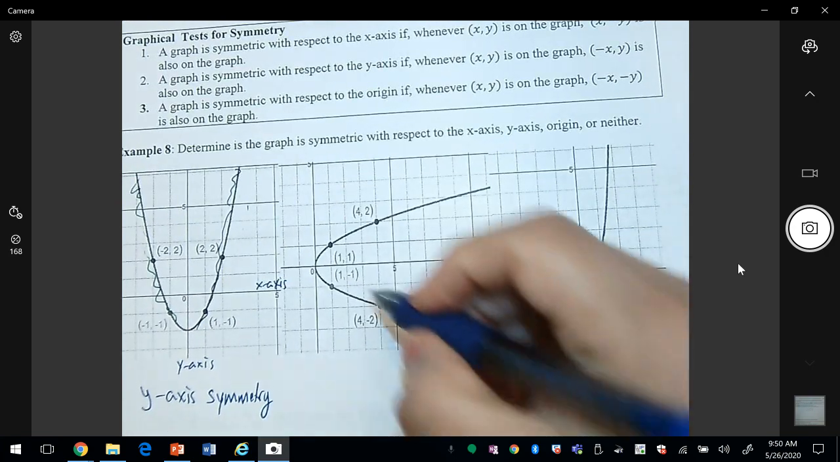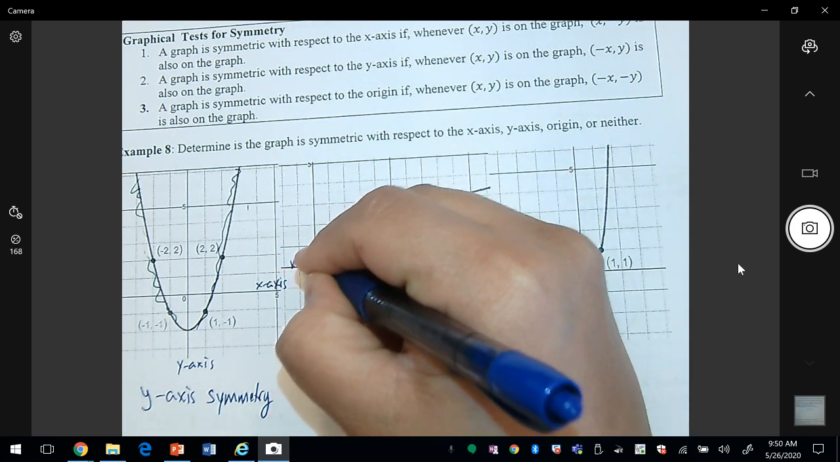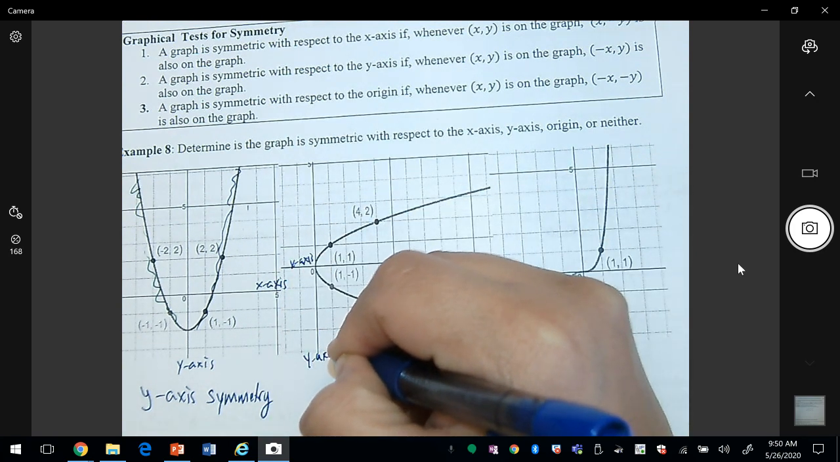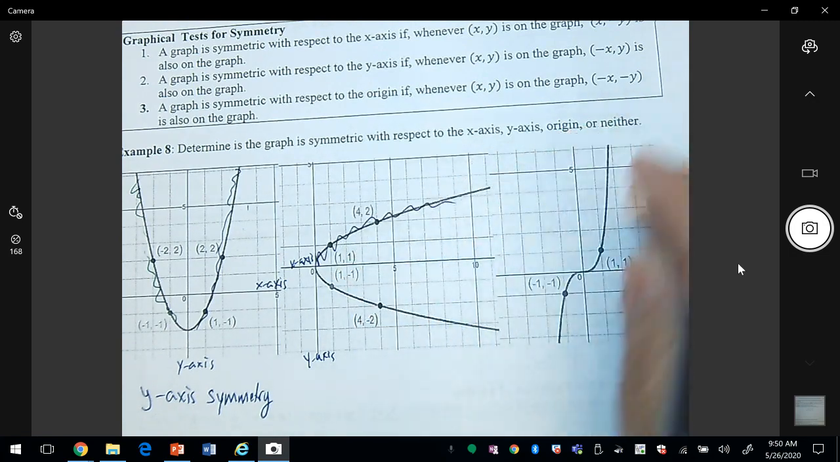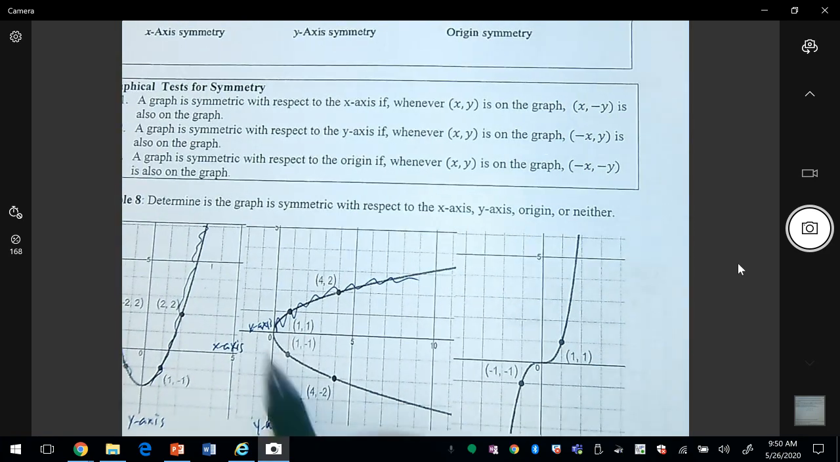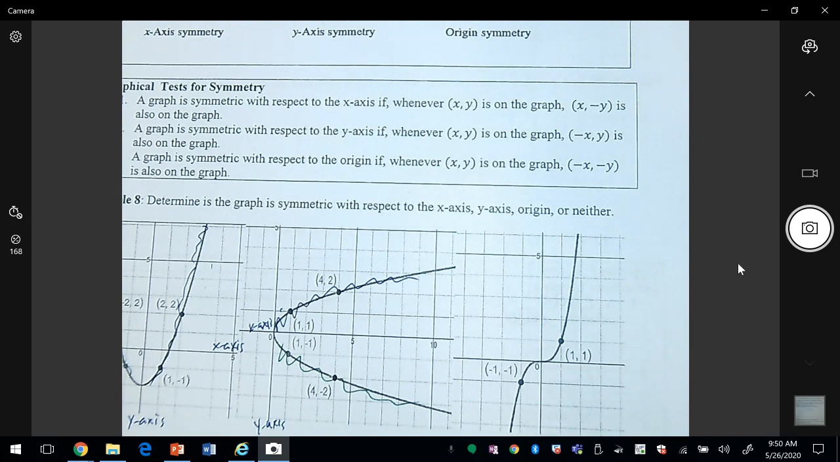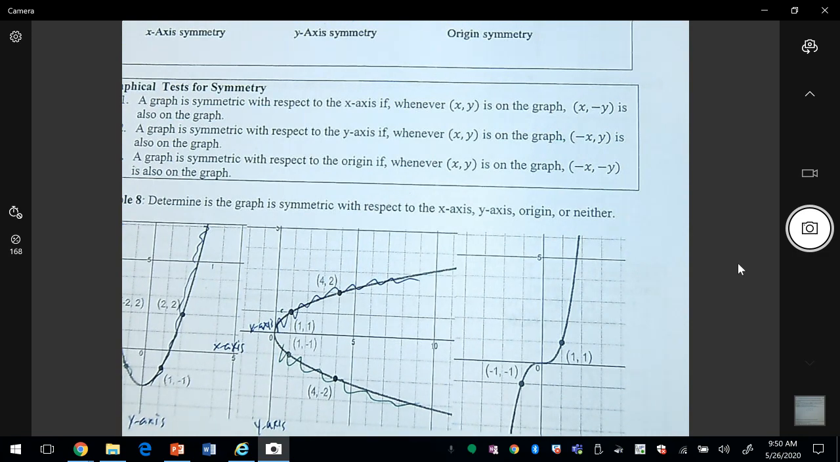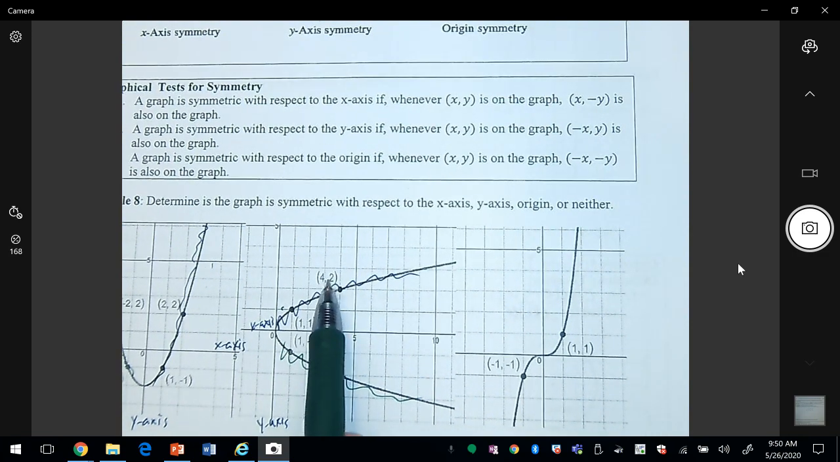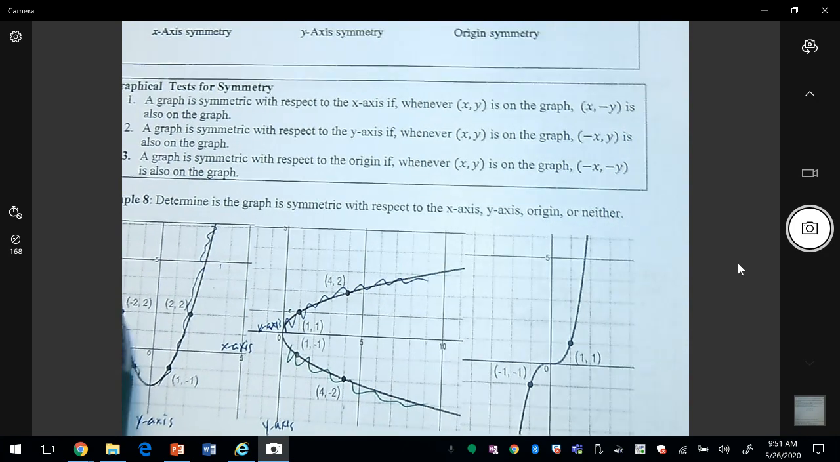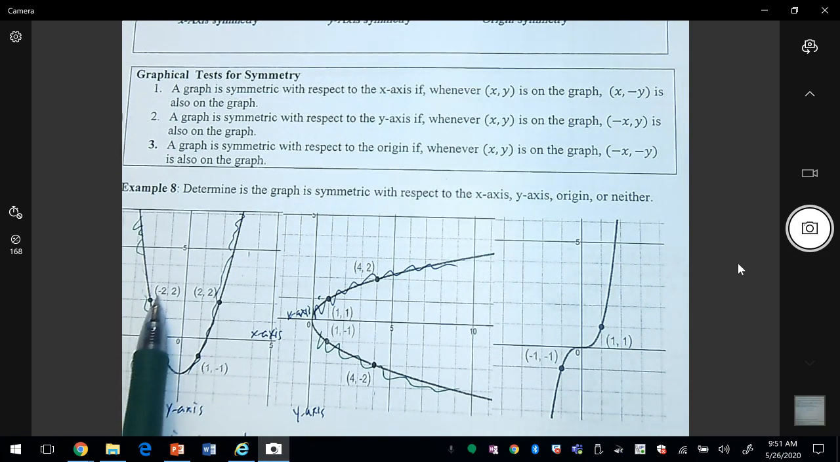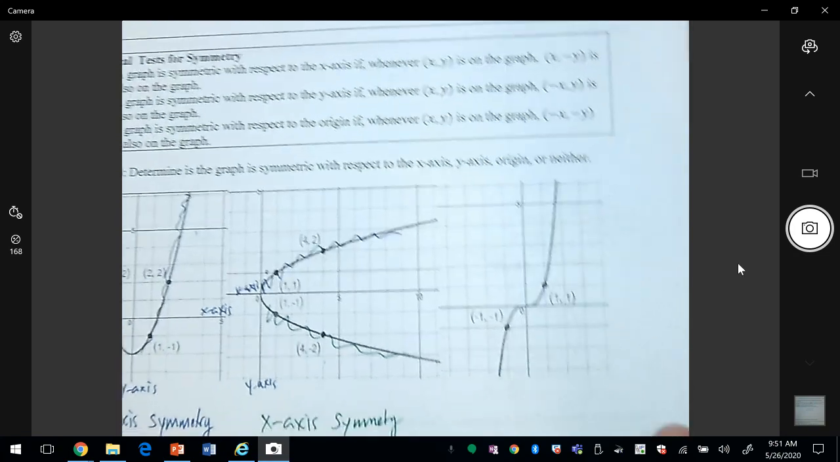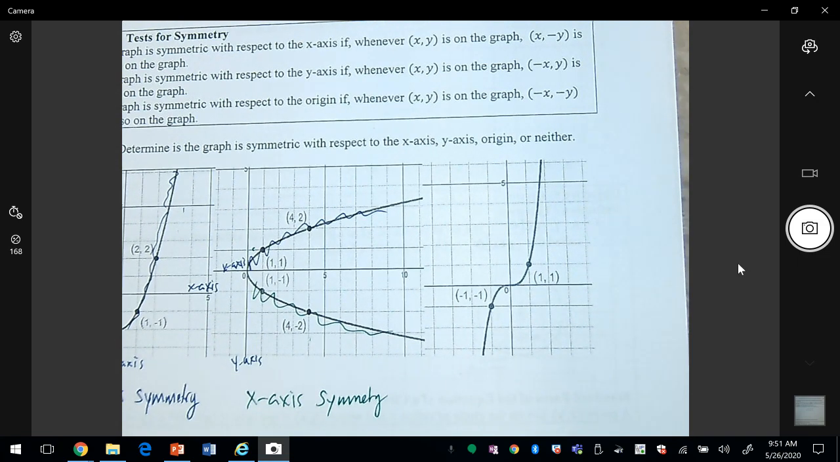The second graph: this is your x-axis, and this is your y-axis. Notice that if I fold my paper down this way, this part of the graph would land on top of this one. And so we say that this has x-axis symmetry. Again, notice the values of the y's are changing. We had a positive 2, now we have a negative 2 for this point. And for this example, the x changed from negative 2 to positive 2. That's going to be a key thing for us to figure this out without the graphs.